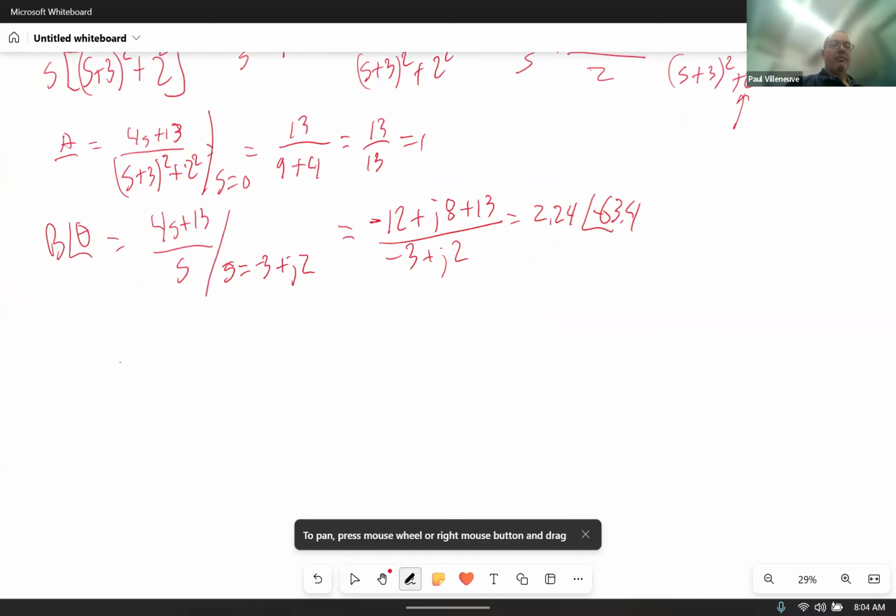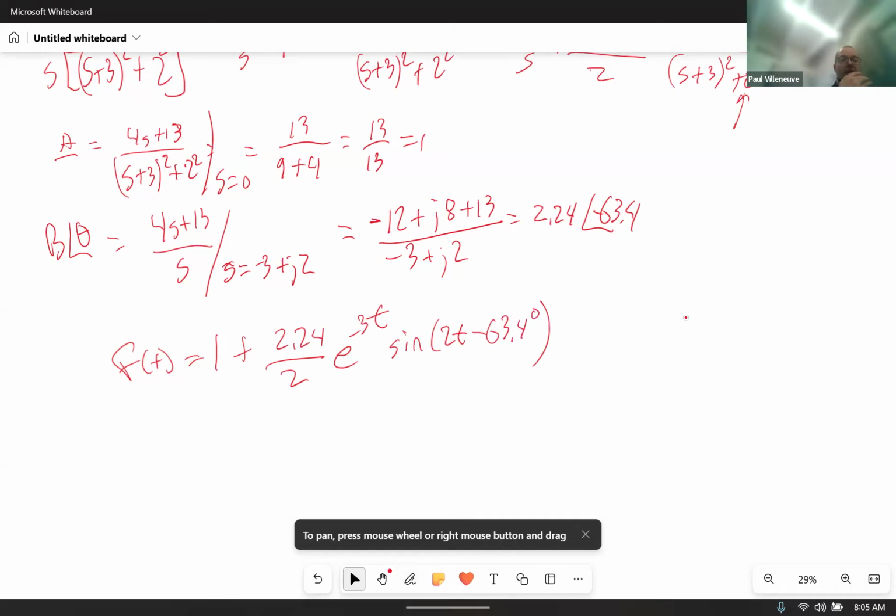And so now my f of t is equal to 1 over s, which is equal to 1, plus 2.24 divided by 2, e to the minus 3t, because it's e to the whatever the real part is, sine of the omega term, 2t, minus 63.4 degrees. That's the way that I suggest you do it.